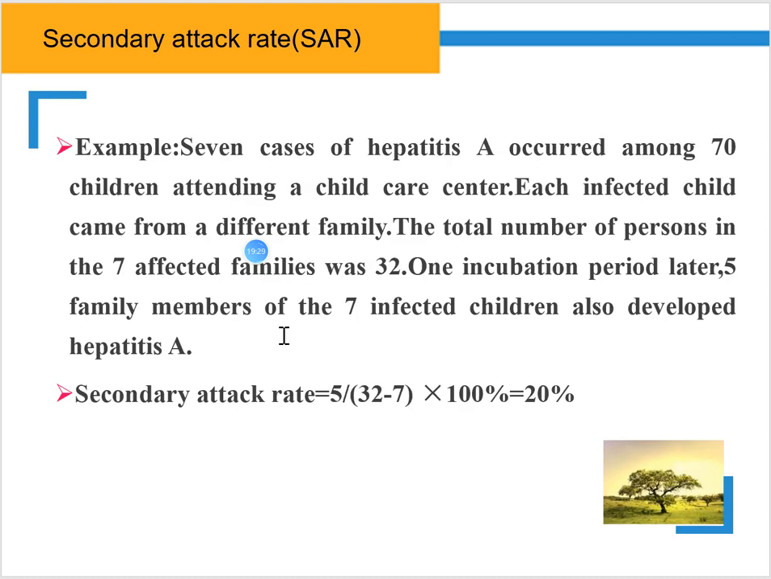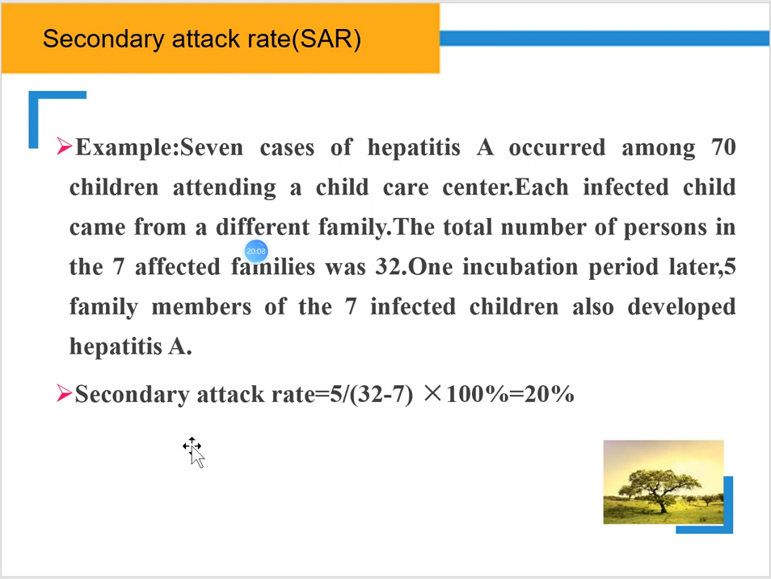This is an example of secondary attack rate. 7 cases of hepatitis A occurred among 70 children attending a child care center. Each infected child came from a different family. The total number of persons in the 7 affected families was 32. One incubation period later, 5 family members of the 7 infected children also developed hepatitis A.